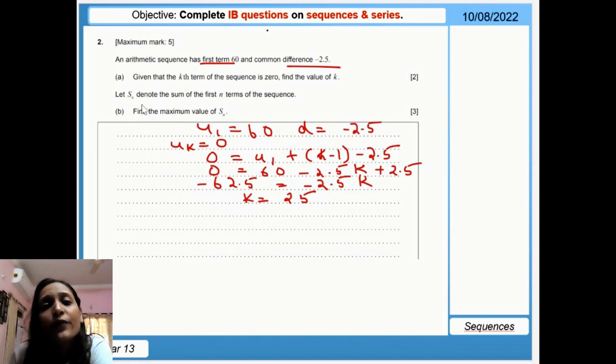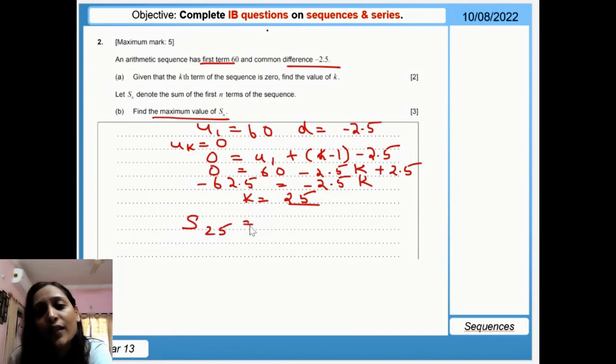Now, whenever we have to find the maximum value, first let's look at what the first part of the question helped us get. It helped us find a term where the value of that term is going to be 0. So every term after this would be negative because d is negative 2.5. So the maximum would occur at this k value, which is 25. So what we essentially need to find is S25, and using the sum formula, which is n by 2 times 2u1 plus n minus 1 times d, we can find the value of this.